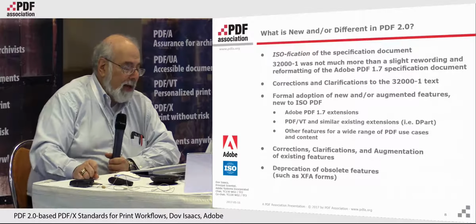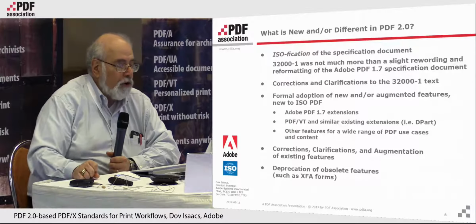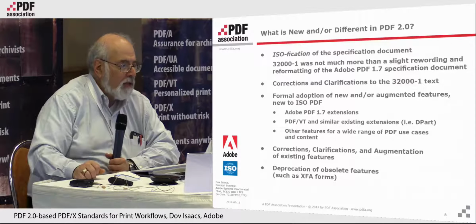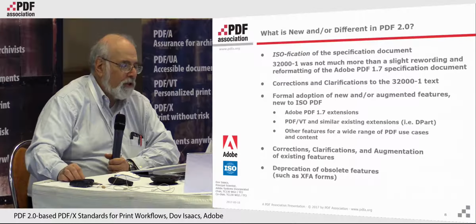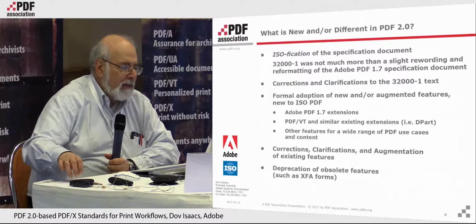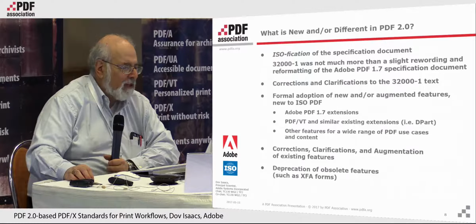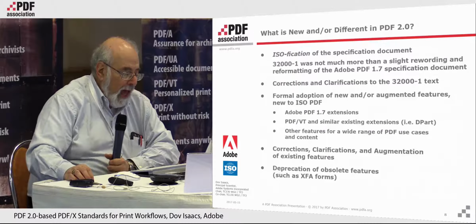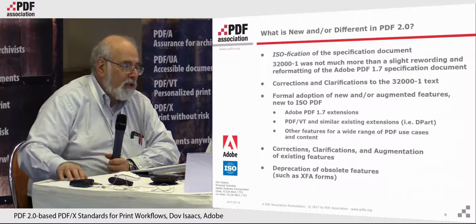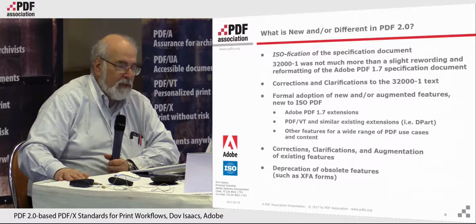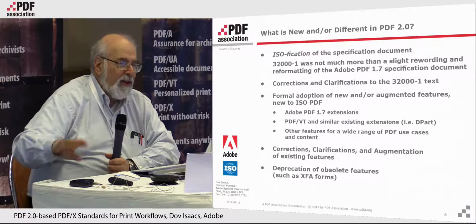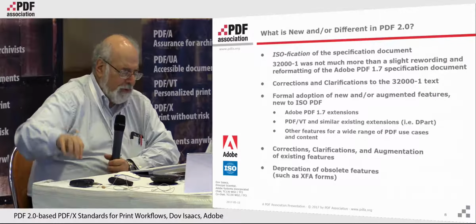There was a formal adoption of new and augmented features. Some of them were extensions to PDF 1.7 that Adobe put in, and you saw those in Acrobat 8 and 9 and 10. Some of them were things that came from other PDF subset specifications. There was something called DParts that came from PDF/VT for variable and transactional printing. And other features were put in for a wide variety of PDF use cases for things other than printing; other sessions will tell you about them. We'll talk about the print ones.